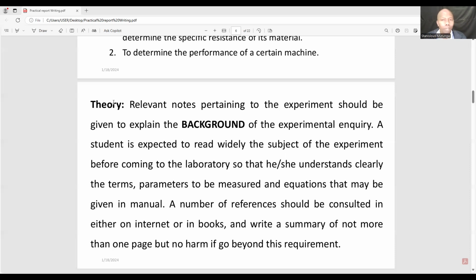Whatever you require, you have it in books and in publications online. So whenever you are trying to get the background of your experiment, remember you are getting it from other sources. Be writing down the references wherever you consulted, be it in books or on the internet. Because at the end of that report, you will be required to table all these references for whatever you've been doing.